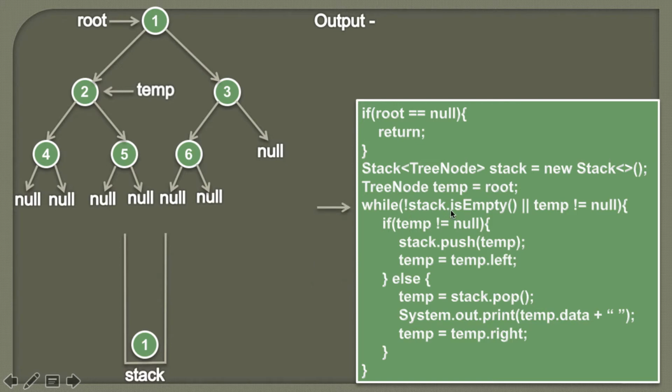In the while loop, we'll again check whether stack is empty or not, and then we'll check whether temp is pointing to null or not. So currently you can see stack is not empty and temp is pointing to the node 2, therefore it's not null. So the condition in while block comes out to be true. And then in the if block we will check whether temp is equal to null or not. So here you can see temp is pointing to the node 2, therefore it's not null. So the condition in if block comes out to be true.